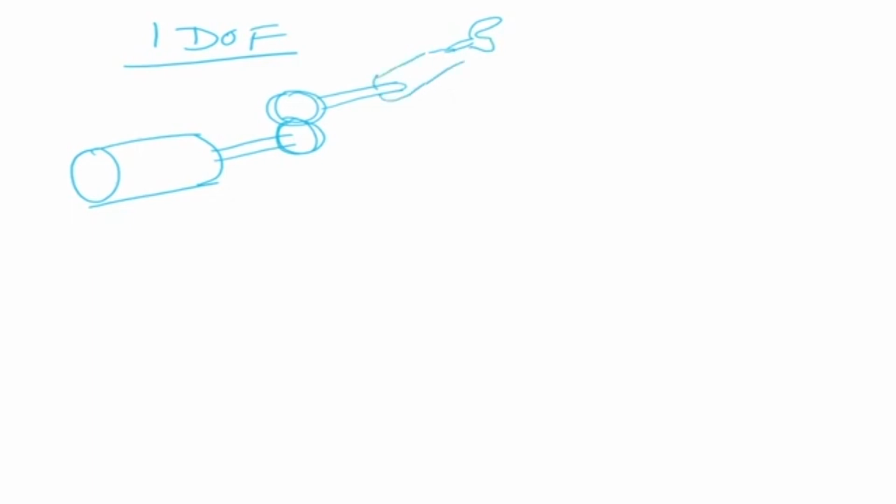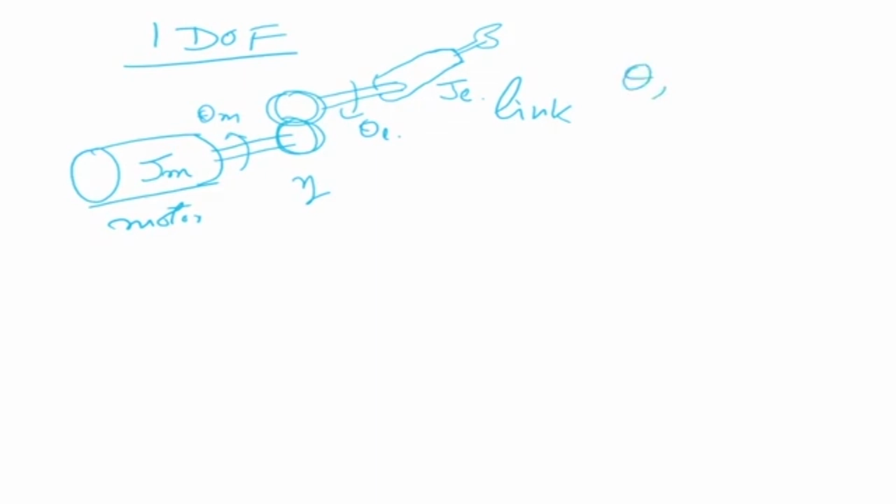Now how do we proceed? So first thing that we do is we find the kinetic energy and the potential energy of this. Okay, so let me write down J_L is the moment of inertia of this one. J_L is the inertia here. Now theta m is the motor angle. Theta L is the link angle. So this side is the link. Okay, this is the motor, and in between there is a gear, and the gear ratio is n. So when the motor rotates, the gear rotates, and then the link rotates, and it has only 1 degree of freedom.